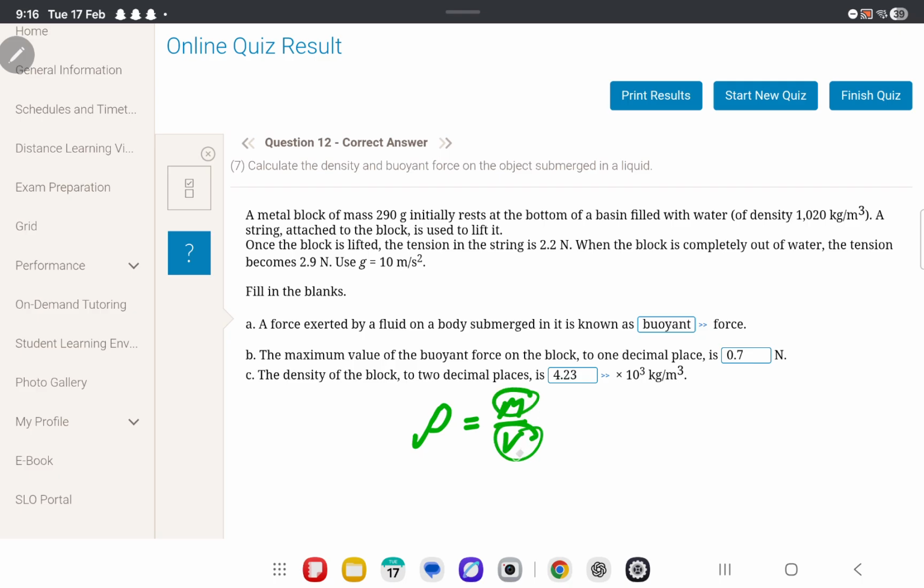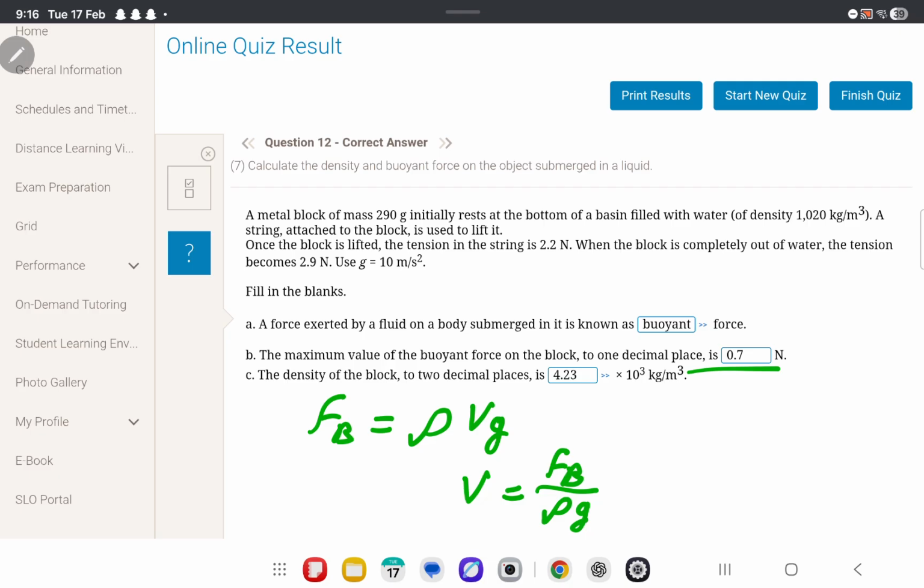Now, what can you do? You have the buoyant force. Now, what did we say the buoyant force is? Rho Vg, right? So if we want to rearrange for V, it is going to be the buoyant force over rho g. Now, the buoyant force is 0.7, the rho is 1020, and g is 10.